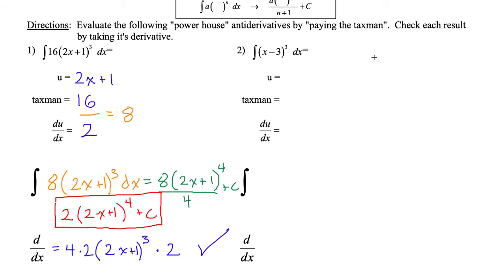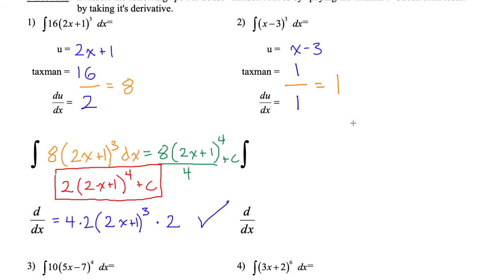Let's do number 2. So number 2, I'm going to first find U. U is this inside, this x minus 3. Taxman, there isn't a Taxman. So I'm going to treat this as if there is an invisible 1. It's a ninja Taxman. 1. And then I take the derivative of U, the derivative of this, and that is also 1. So when I pay Taxman, I'm going to pay Taxman 1. I'm basically paying him himself, right?